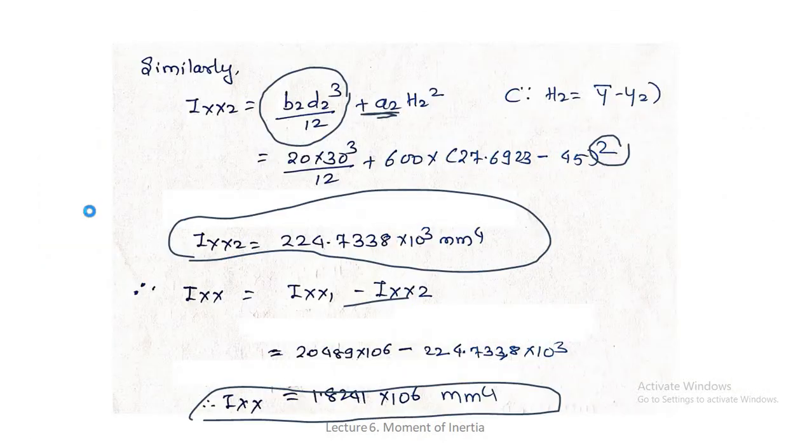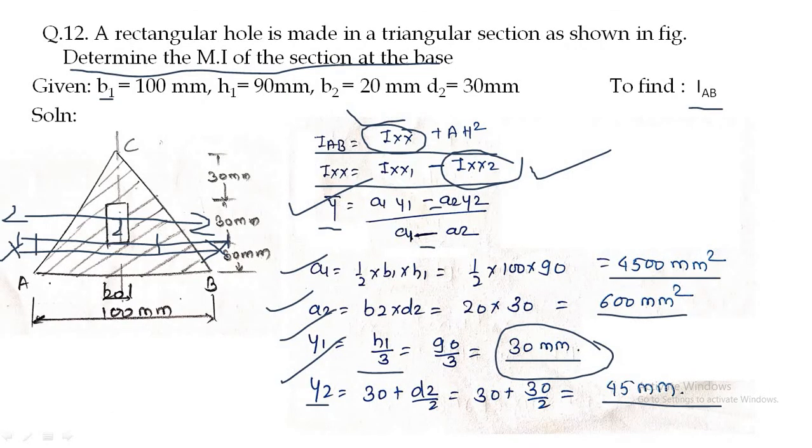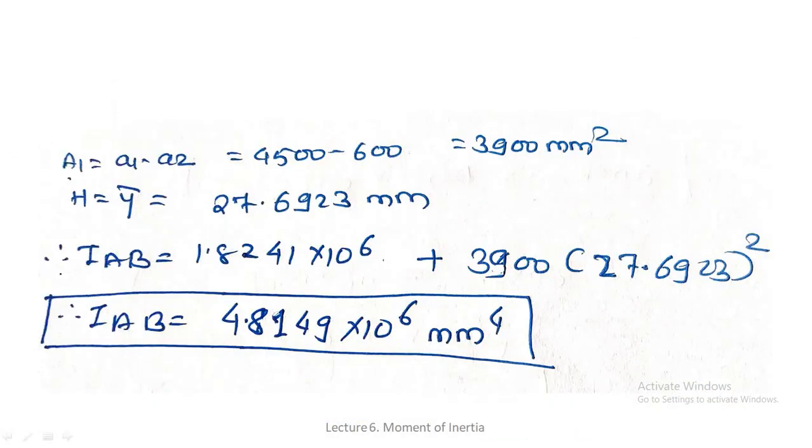What is H? Remember, we are finding the moment of inertia about axis AB. This AB is parallel to the horizontal central axis of the whole plane, and the distance between these two is our y bar. So in this case also we have taken H equal to y bar, which is equal to 27.6293 mm. So putting those values in that formula, we get IAB equal to 4.8149 into 10 raised to 6 mm raised to 4. So this is our final answer.